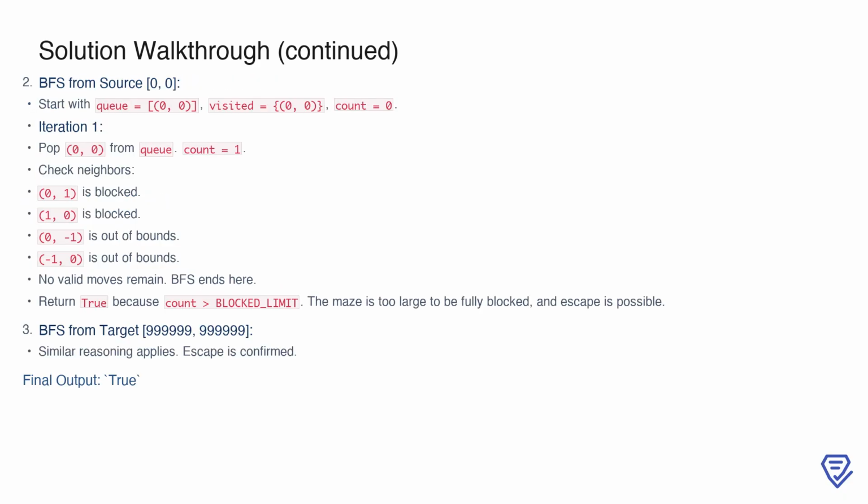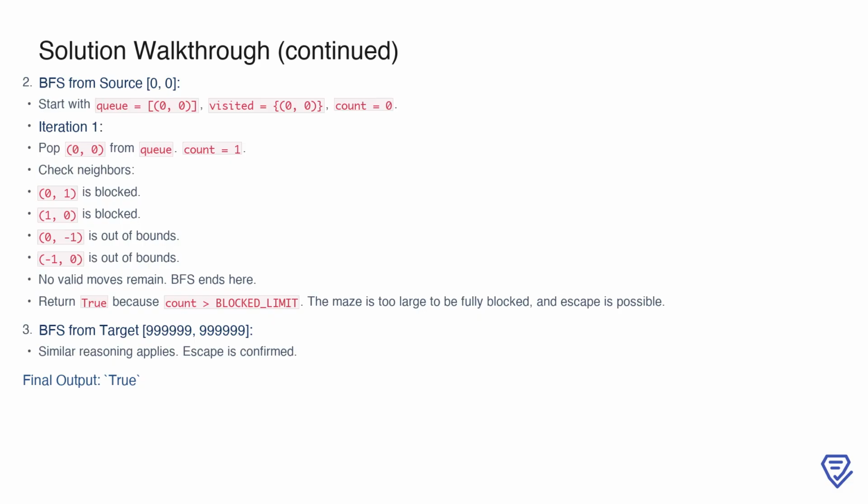For the BFS starting at the source, 0, 0, we initialize the queue, visited cells, and the count. In the first iteration, the source is dequeued, and its neighbors are checked. The cells 0, 1, and 1, 0, are blocked, while the other two neighbors are out of bounds. Despite the lack of valid moves from the source, the BFS concludes that escape is still possible because the count of explored cells exceeds the blocked_limit.